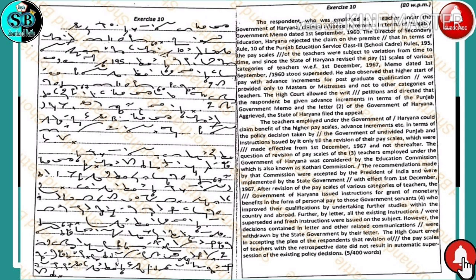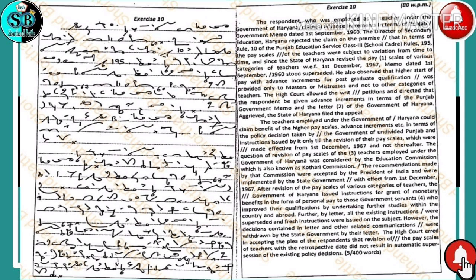He also observed that higher start of pay with advance increments for the postgraduate qualification was provided only to masters or mistresses and not to other categories of teachers. The High Court allowed the writ petitions and directed that the respondent be given advance increments in terms of the Punjab government memo and the letter of the Government of Haryana. Aggrieved, the state of Haryana filed the appeal.